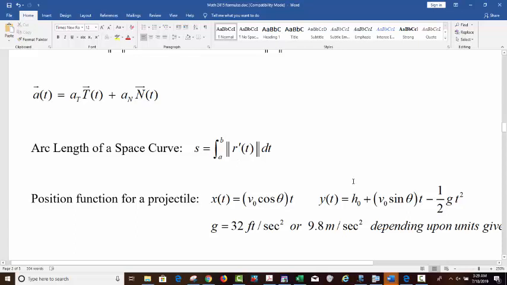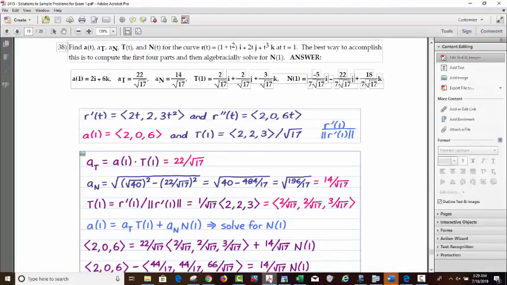So let's go back to our problem. Let's see what we got. All right, so there's our equation, or vector valued function, I should say. So we're going to get everything we need here. r prime and r double prime, we need both of those. So those are pretty easy, 2t, 2, and 3t squared. And then the next derivative would be 2, 0, 6t.